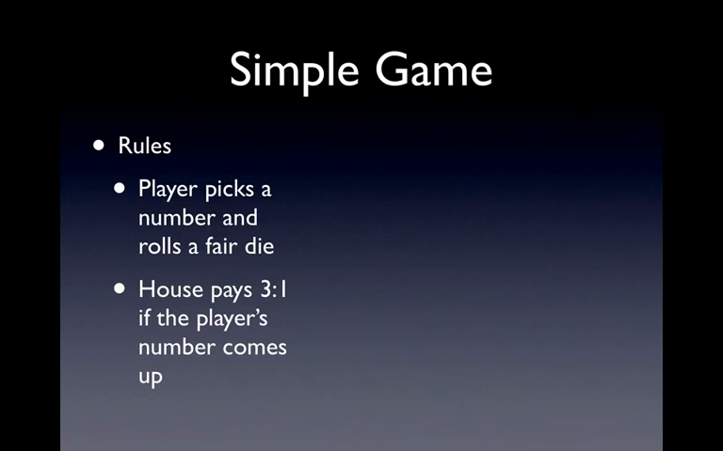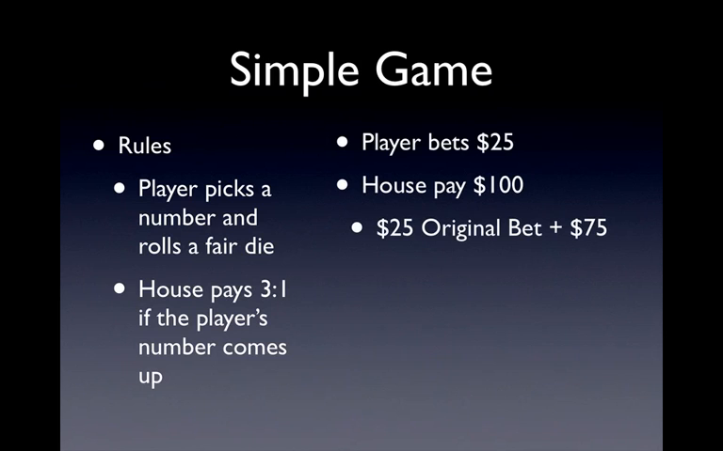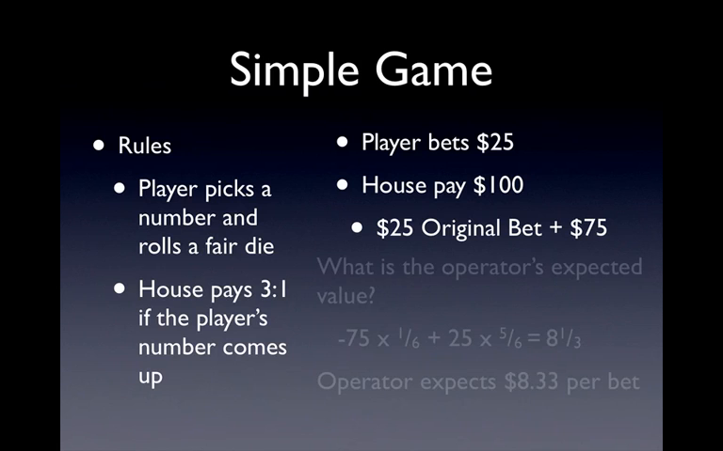To make this a little more interesting, suppose a game was constructed where a player picks a number from 1 to 6 and rolls a fair die. The operator pays out 3 to 1 on the bet if the player's number comes up on the die. So if the player bets $25, the operator would give them back $100, their $25 bet plus $75. At first glance, this might seem like a good way for the operator to lose $75, but applying the expected value calculation reveals a different story.